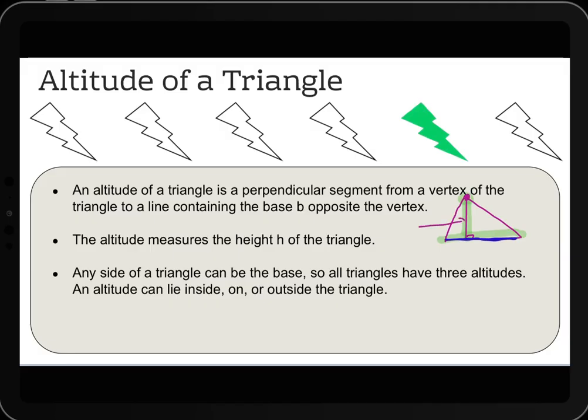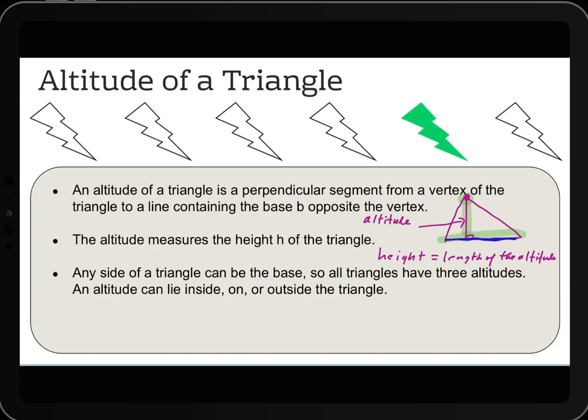Now, the altitude is the actual segment itself, right? That's what this thing is. The measure of the altitude is actually what we refer to as the height, so the height of the triangle. So the height is the actual measure of the altitude, or the length of the altitude. Actually, length is probably a better word because you're dealing with a segment. That's why we use H rather than A.